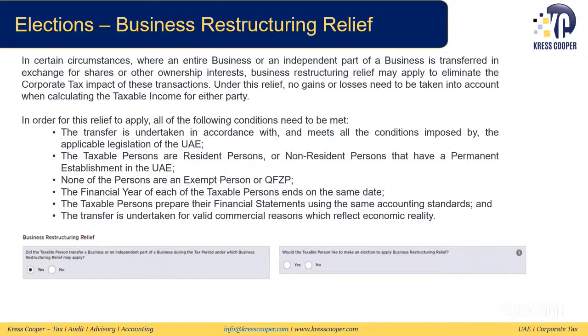So if you are meeting all these conditions, then these questions are there to be answered. Did the taxable person transfer a business or independent part of the business during the tax period under which business restructuring relief may apply? So if such a transaction has happened during the tax year, for example, during tax year 2024, you will mark it yes, otherwise no. And then it is asking you to make this election if you would like to go for the relief or not.